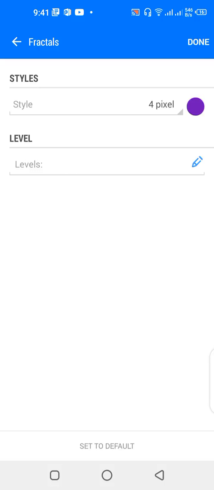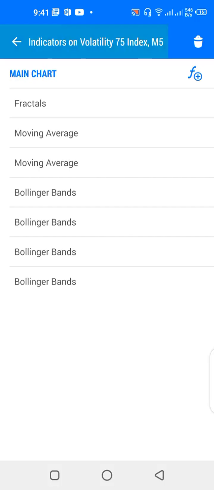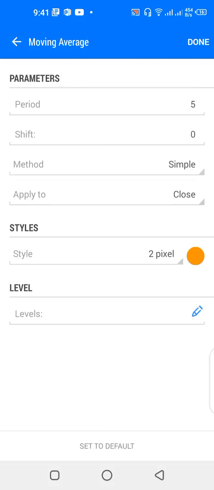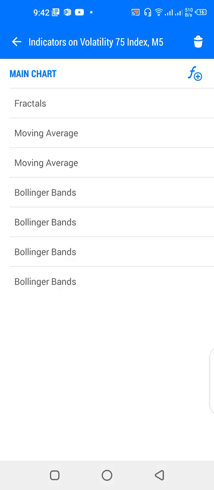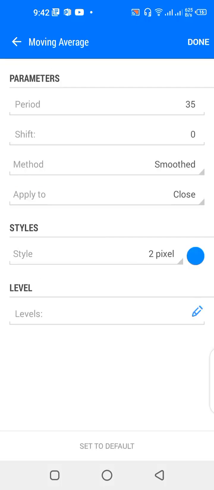We have fractals. We have a moving average with a period of 5, shift 0, method simple, applied to close, and the color is orange. The second indicator is another moving average, period 35, shift 0, method smoothed, applied to close, and the color is blue.